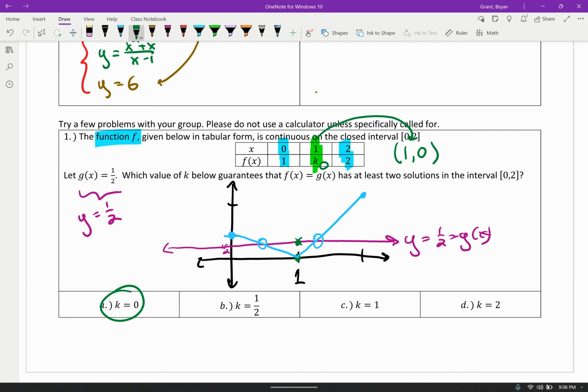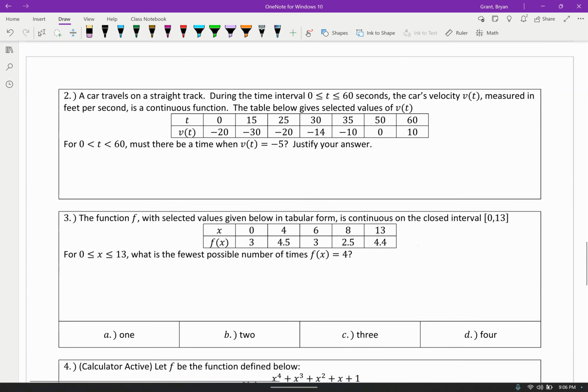And can you see that if k is 0, that's actually an application of the IVT? Do you see why? Because a k of 0 means that our y values have to cross 1/2 from 1 to 0, and 1/2 again from 0 to 2. It's using the IVT twice because our function's continuous. All right, let's try another.